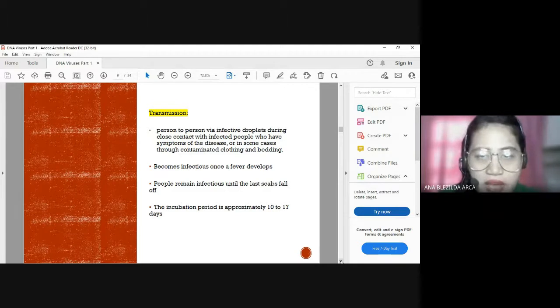So how did people get smallpox? Well, transmission is still person-to-person, through infective droplets or through close contact with someone who has the infection.